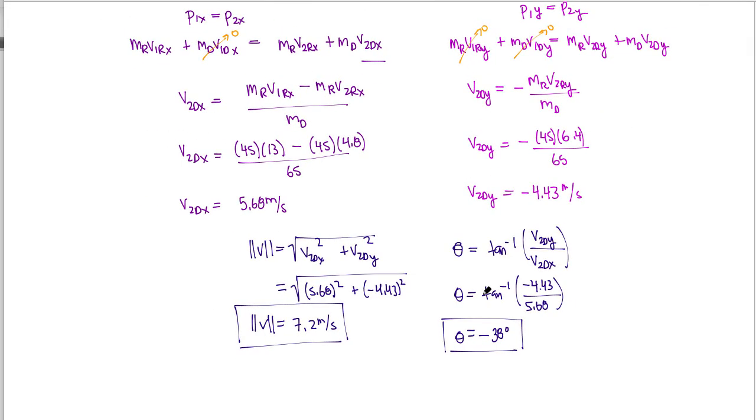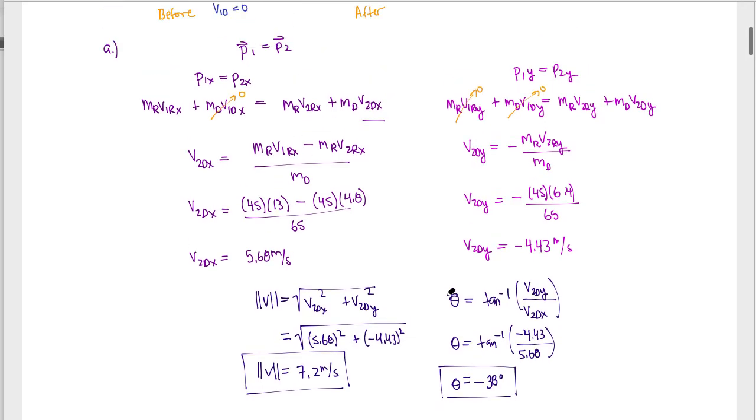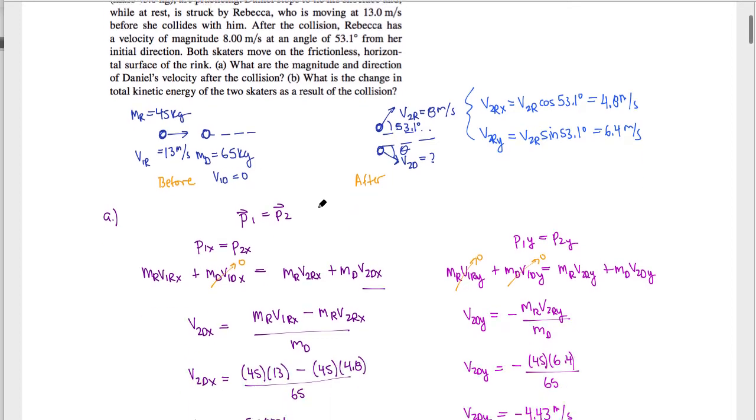So here's all of part A. I just did conservation of momentum in each direction, and then I put those together into a single vector with magnitude and direction. Now part B asks, what is the change in total kinetic energy of the two skaters as a result of the collision?